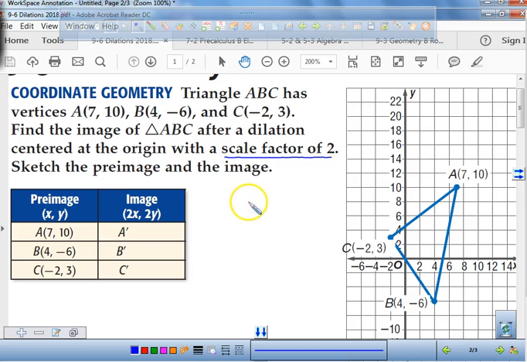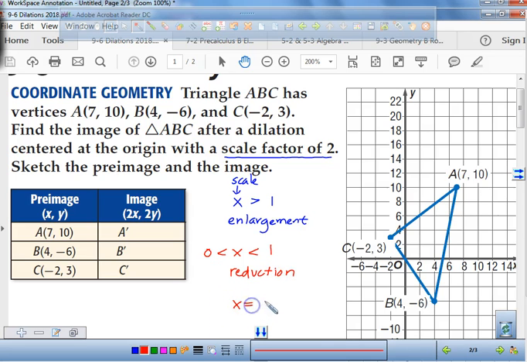Now there are different types of scale factor. I'm going to call x the scale factor. If x is greater than 1, then we have what's called an enlargement. However, if x becomes less than 1 but still greater than 0, then we have what's called a reduction.